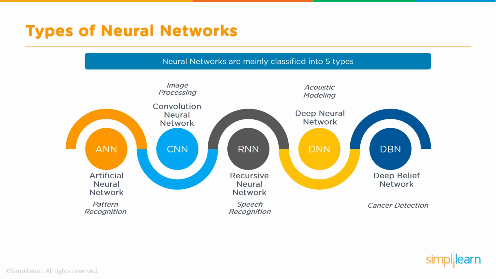Each of these types of neural networks can solve a special kind of problems. For example, convolutional neural networks are very good at performing image processing and image recognition and so on, whereas RNNs are very good for speech recognition and also text analysis and so on. So each type has some special characteristics, and they're good at performing certain special kinds of tasks.